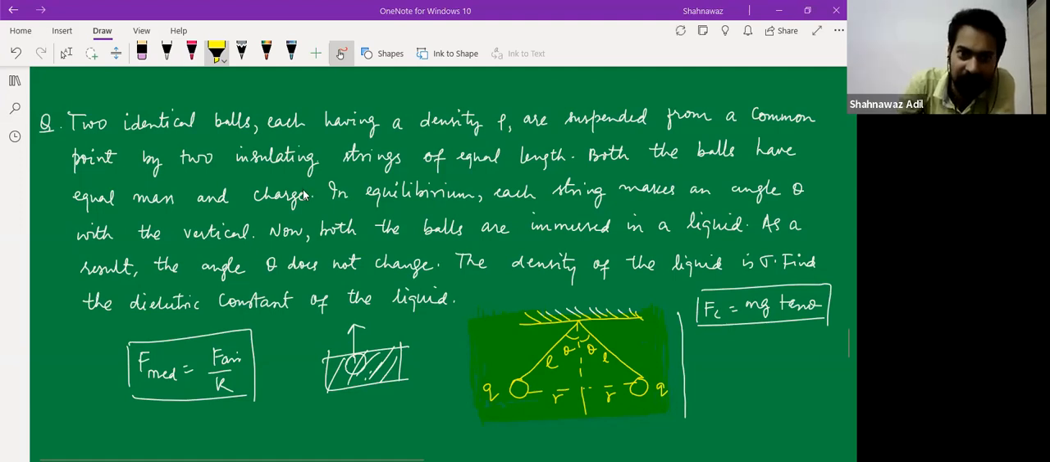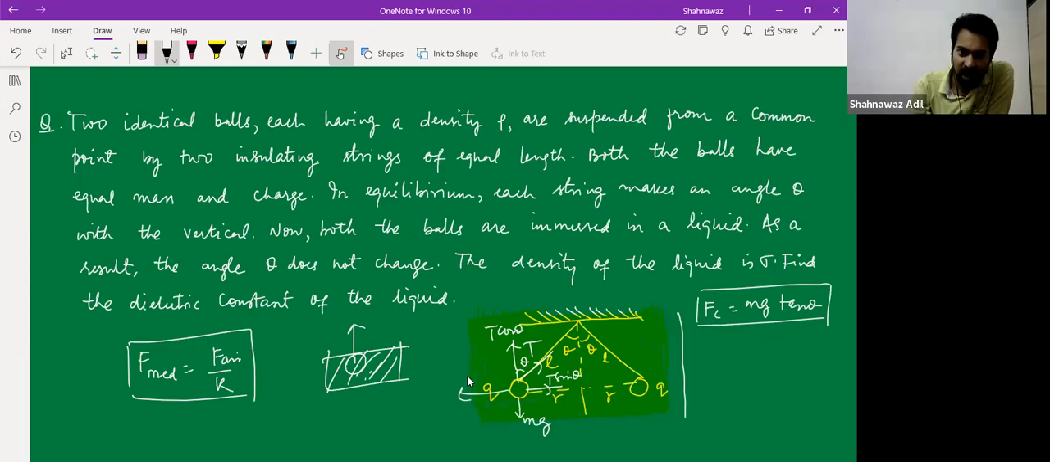So if this is immersed in the liquid, all the forces are the same, but you have one extra force, right? The tension is here, and this is the theta. So this is T cos theta, and then you have this T sine theta. And then you have this mg, and this is F medium.